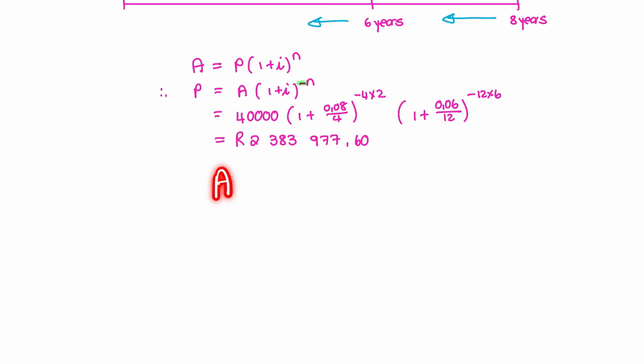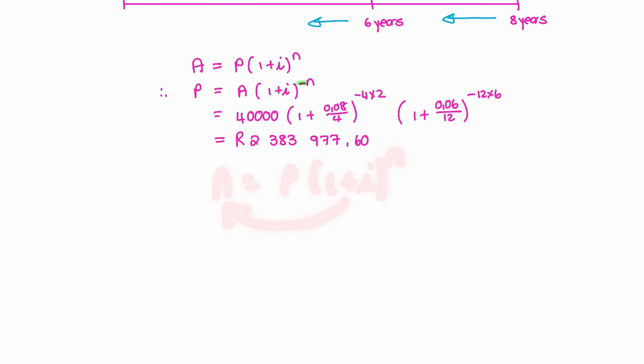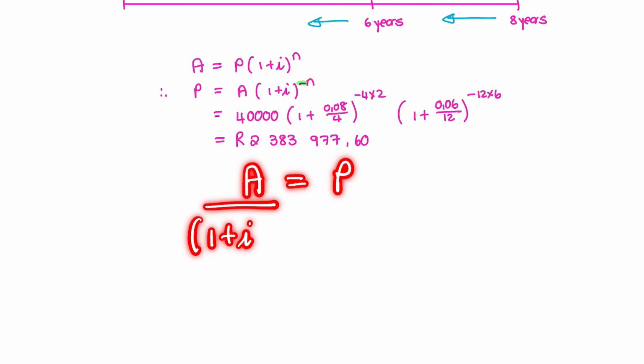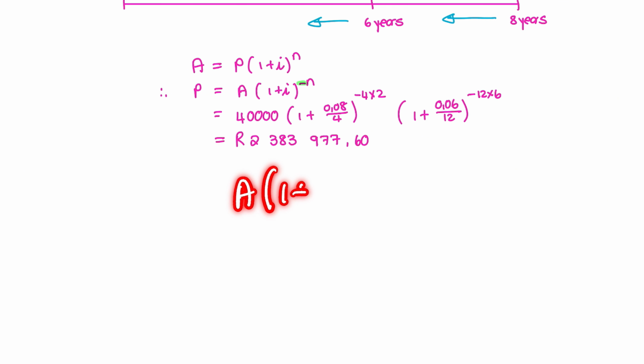If we have A = P(1 + i)^n, that is our regular compound interest formula. When we want P alone, we divide both sides by the brackets, so P = A divided by (1 + i)^n. Now this fraction can be written as A times (1 + i) to the power of negative n. I'm just applying exponent laws.